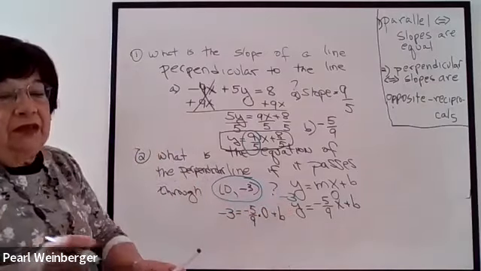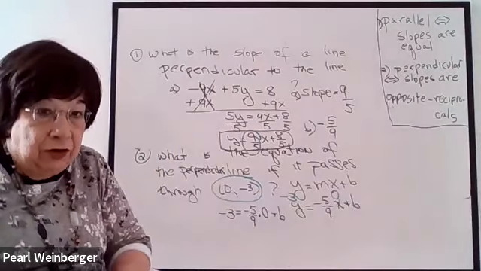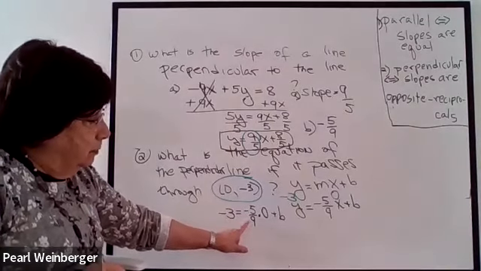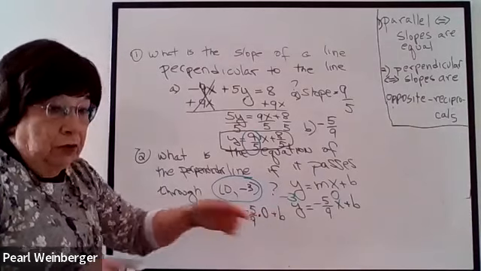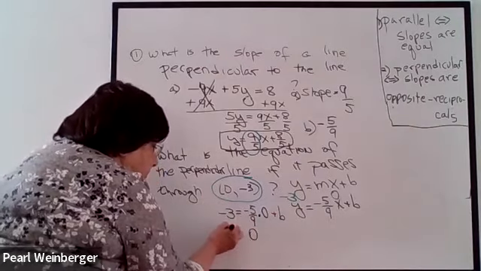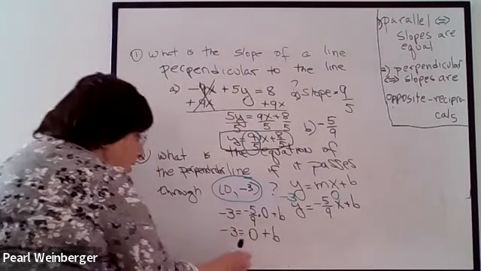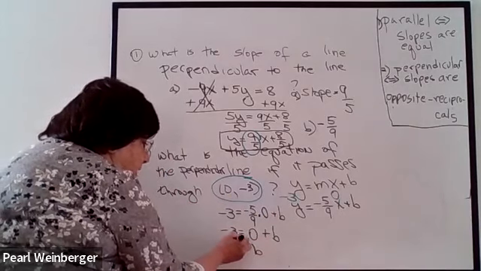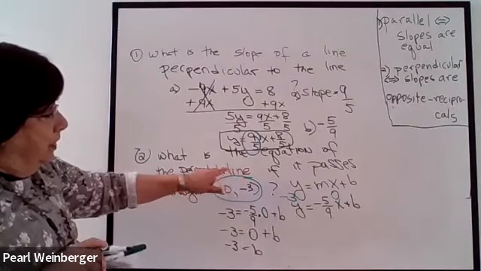Now you could do this on your calculator. It might help to practice these things on your calculator, but this is really an easy multiplication, because -5/9 times 0, anything times 0 will give us 0. So this becomes -3 equals 0 plus b. And 0 plus b is just b. So b equals -3.